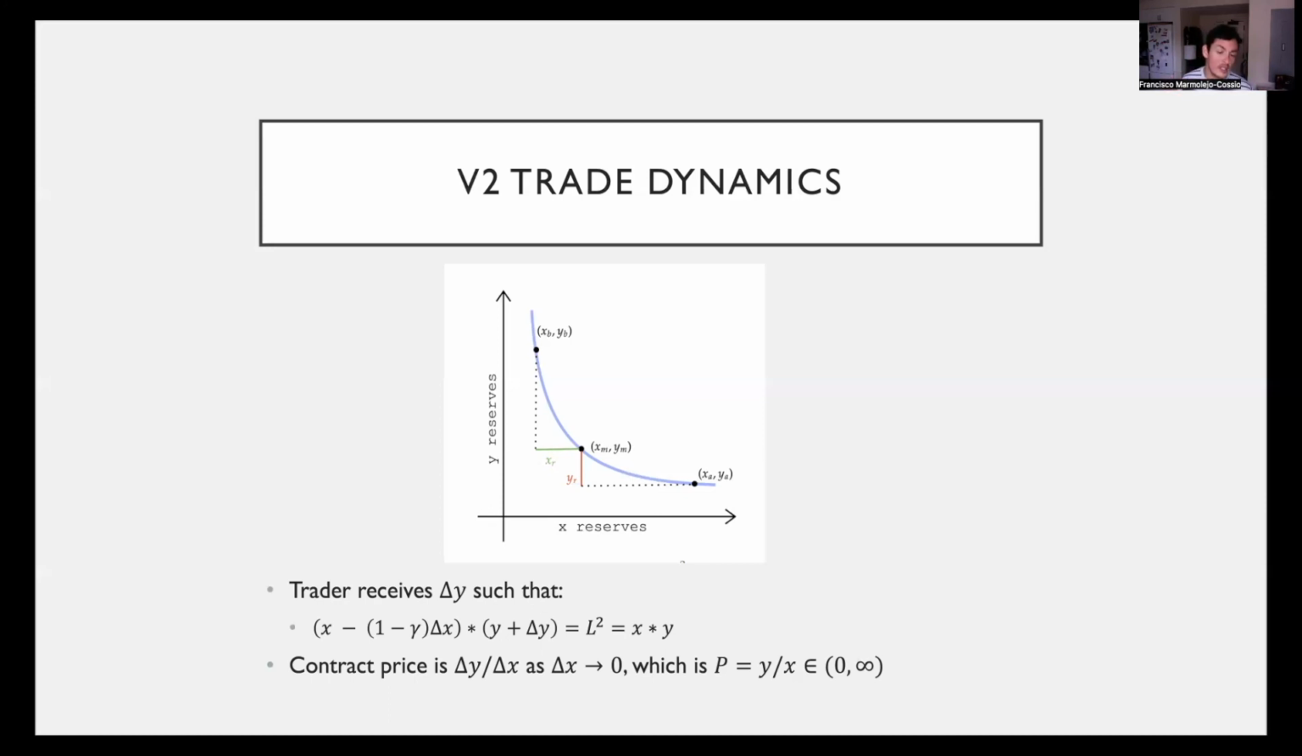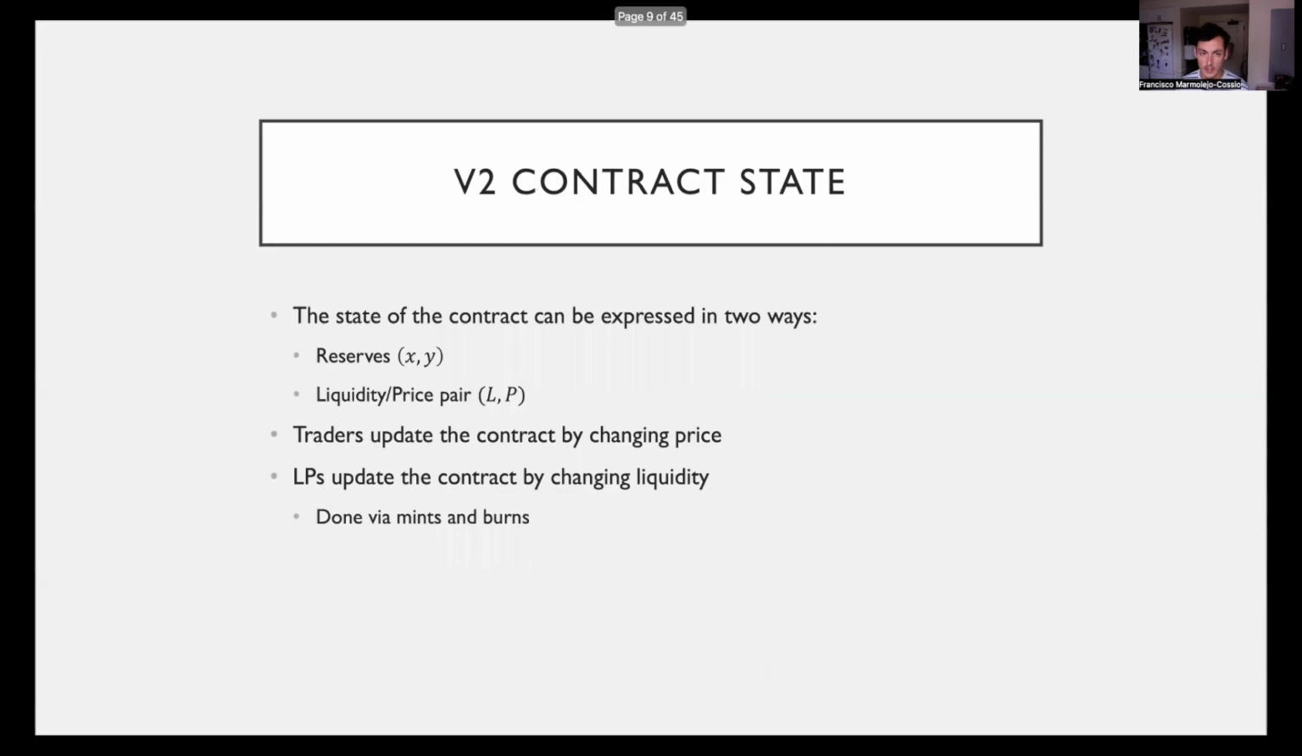And what we can see is that the contract price, as in the limit, as we make smaller and smaller trades, we get this instantaneous price of an asset. Because the larger the trade, we actually see some slippage in the trade along this curve. But taking the limit as the trade amount goes to zero, the ratio of the spot price that I'm getting for token B in terms of token A is precisely this ratio Y over X. So really, we have a very clean formulation in V2.